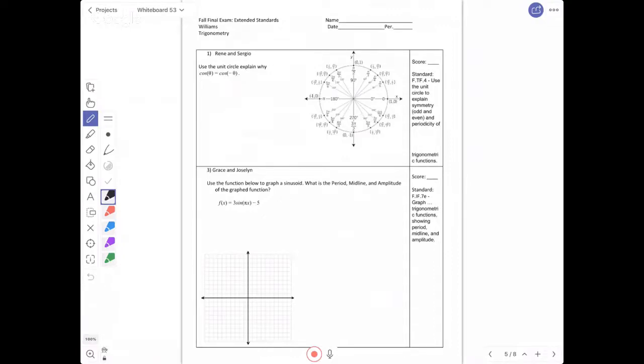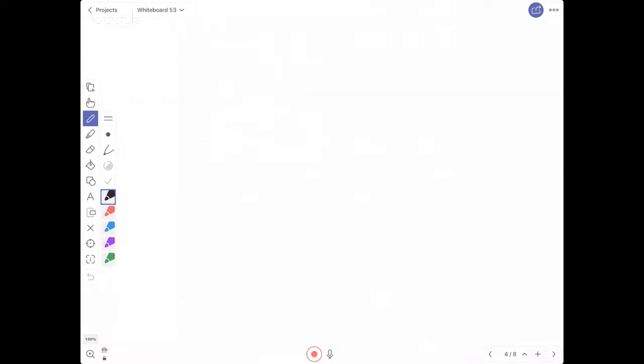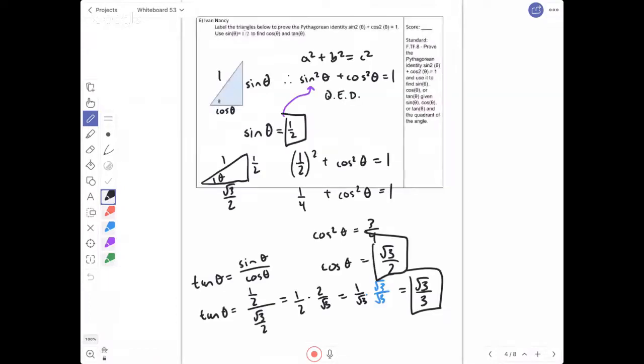Lorenzo says, are these the only type of problems that are going to be on the core standards test? Well, those 6 standards are the core standards for this quarter. So the questions will be similar. Some things have some variety, but this is really straightforward. Prove the Pythagorean identity, and then find sine and cosine or tangent given the sine, cosine, or tangent. Like, this problem, number 6, has to look pretty similar to this problem.